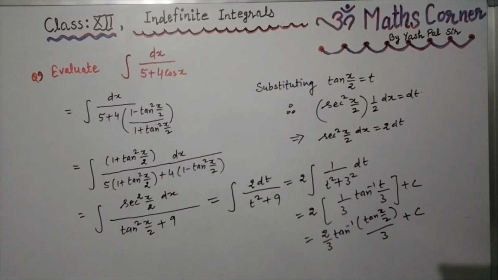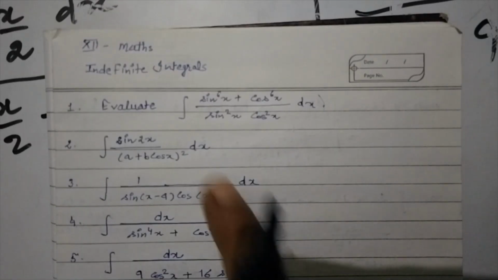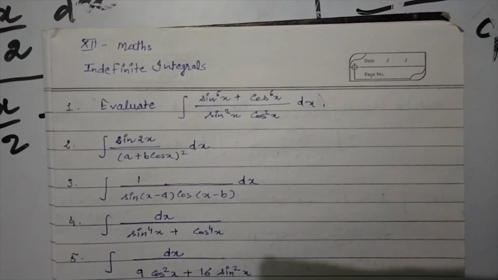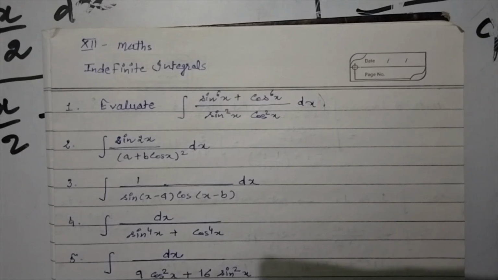Further, 2 upon 3 tangent inverse of tangent x by 2 upon 3 plus c. So this was our question number 9. So we have discussed all the questions, all the important questions.